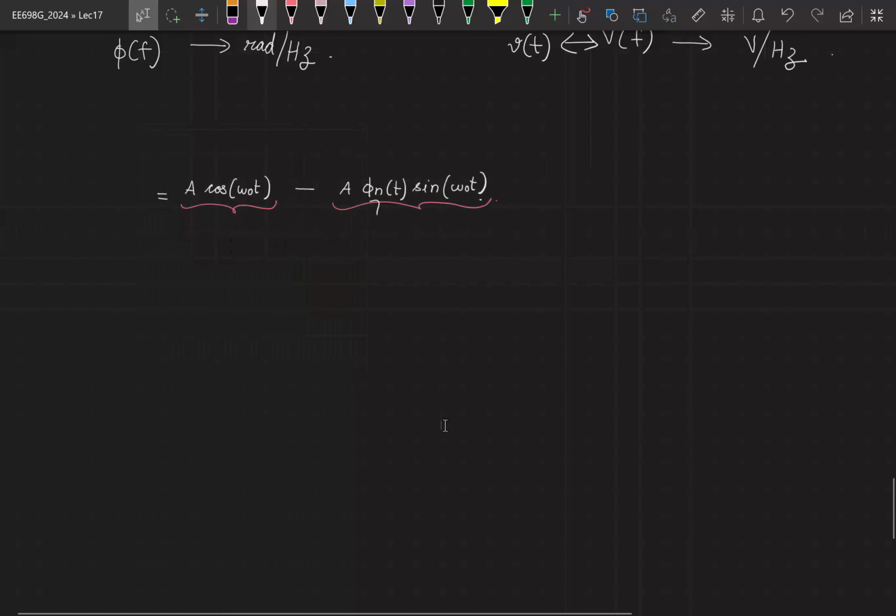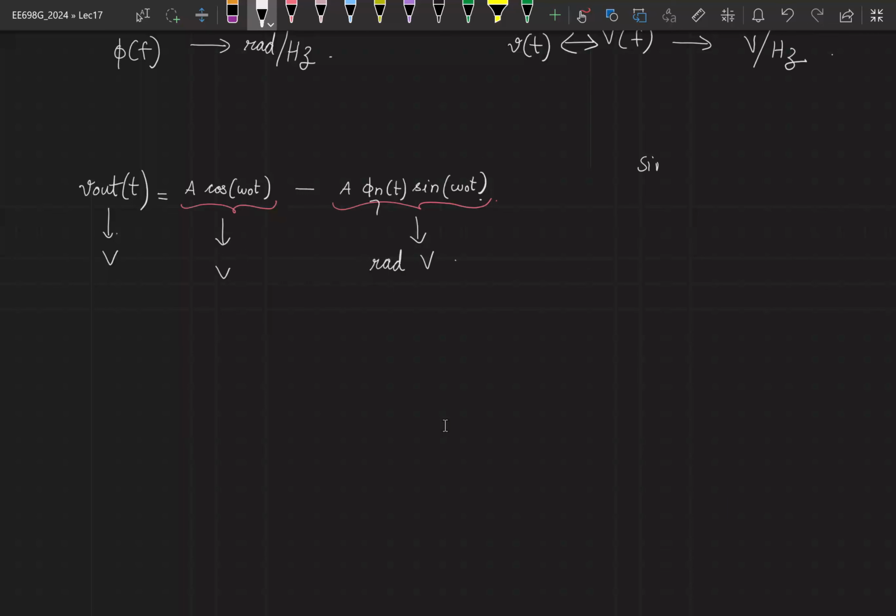So the LHS was V out of t, right? Yes. What is the unit of this? Volts. What about this? Volts. What about this? Volts. Phi of t is just a number without a unit. It's radians, no? Kind of, because we approximated sine of phi of t to phi of t. So we removed that unit, we forced it to remove.